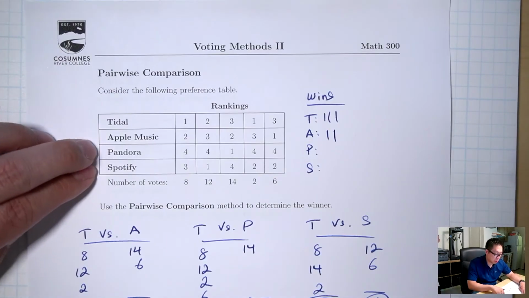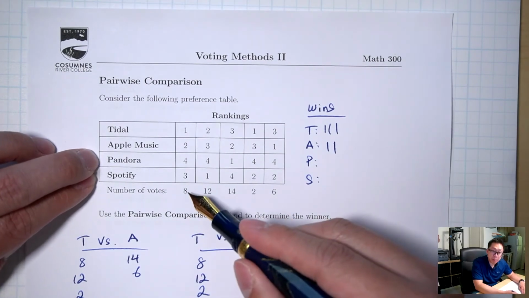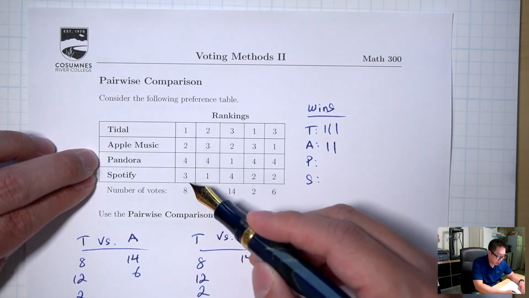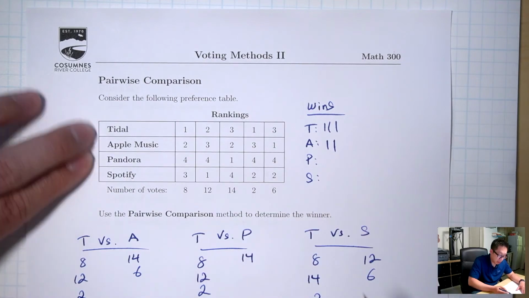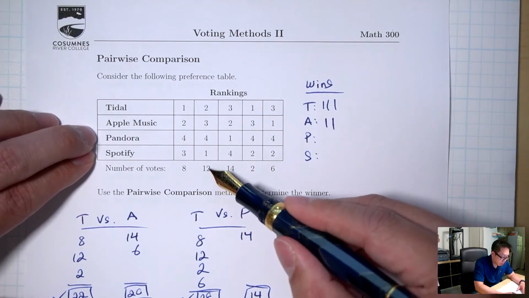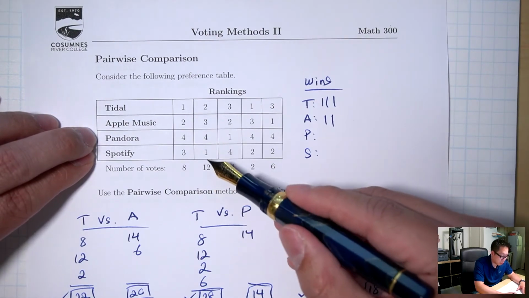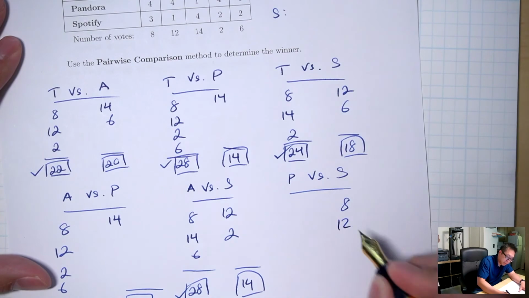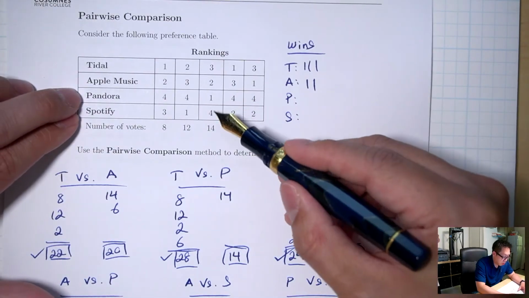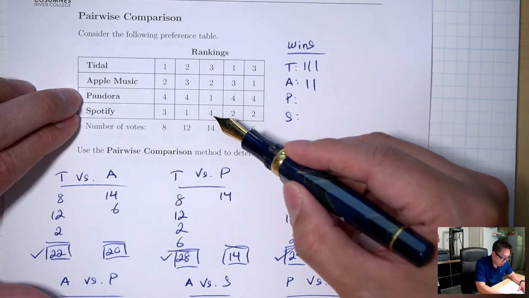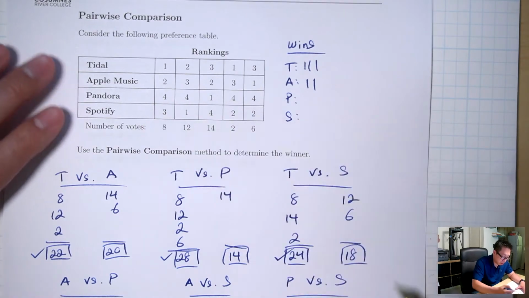This would be the last 2 rows. 8. 8 is 4 versus 3. 8's going to go for the 3, which is Spotify. So we'll put 8 under Spotify. 12. This is 4 versus 1. I'm looking for the lower rank. So 12 is going to go for Spotify. 14. 1 versus 4. 14 will go for the 1, which is Pandora.